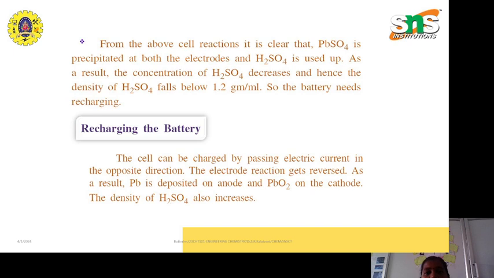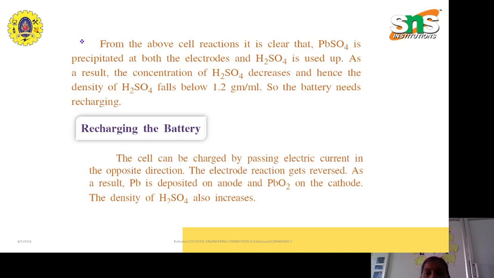From the overall reaction, it is clearly observed that at both the anodic and cathodic parts lead sulfate is precipitated or formed by using the sulfuric acid. So the sulfuric acid density falls. If the density falls, the battery working is not applicable. So the battery needs recharging.